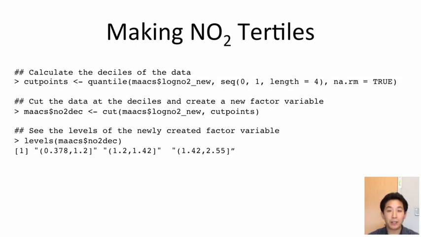So now you can see the levels of this variable, the cut variable, there's 3 different levels, just kind of 0.378 to 1.2, 1.2 to 1.42, and then 1.42 to 2.55. So those are the 3 categories that I've split the NO2 variable into.